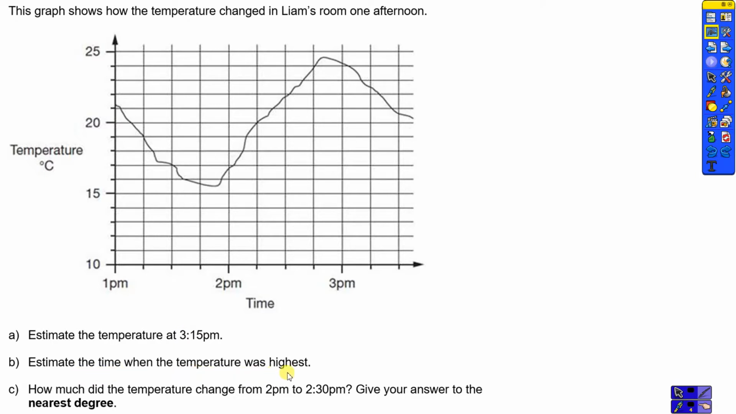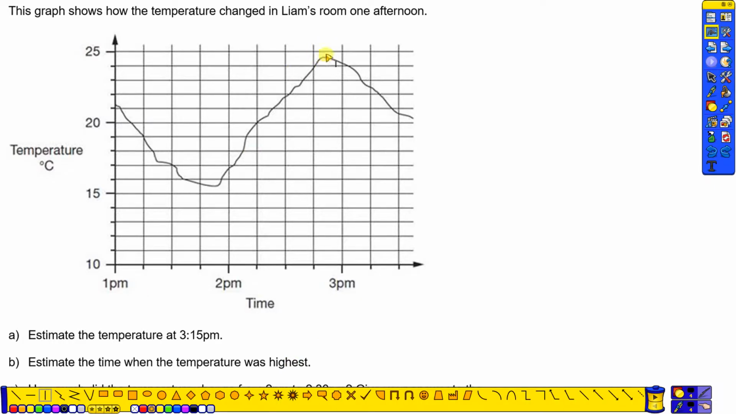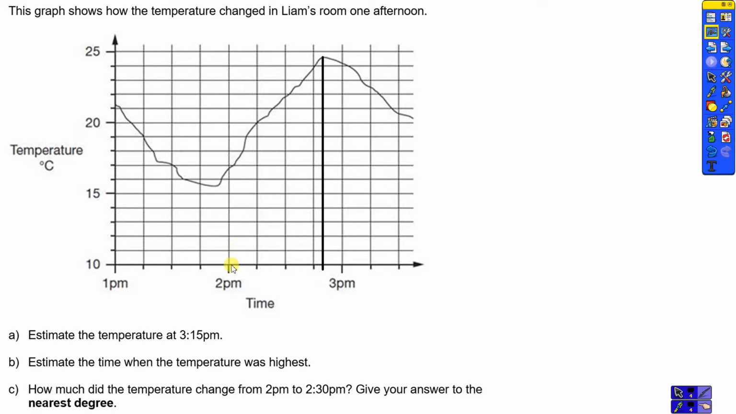Estimate the time when the temperature was highest. Now the temperature's highest point is here, so we can draw a line straight down, and then we need to read the scale carefully. Now that's 2 o'clock, and remember each line was 15 minutes, so 2:15, 2:30. It's between 2:45 and 3 o'clock, but I would say it's slightly closer to 2:45. So I'd estimate it's about 2:50.